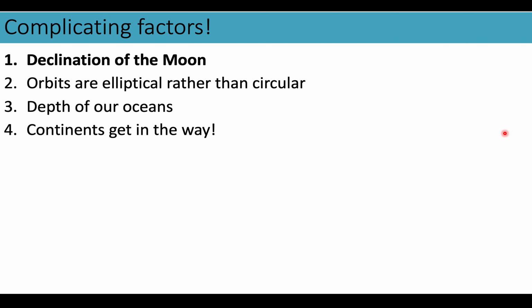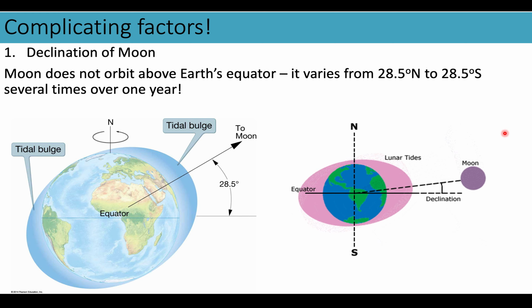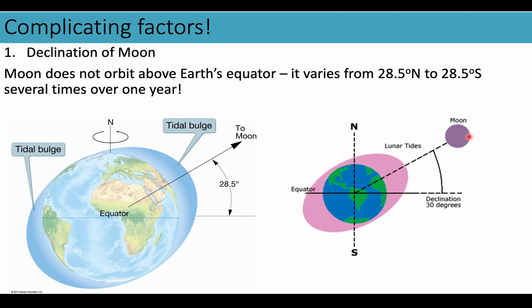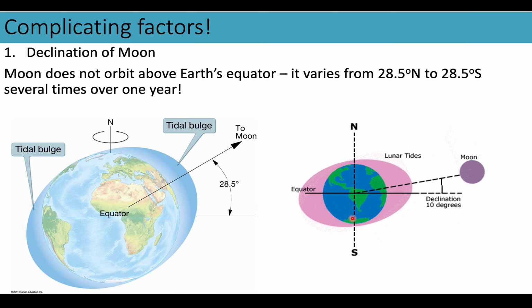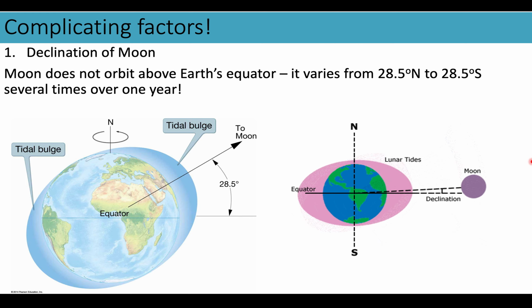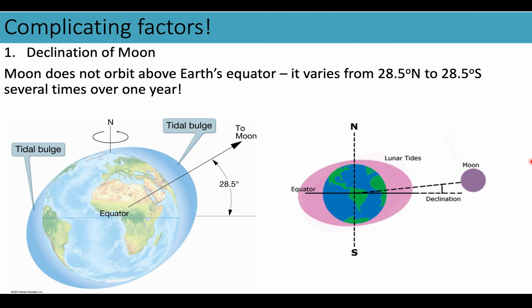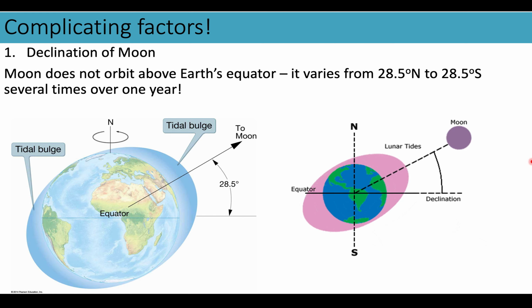So the first being declination of the moon. Declination of the moon is the fact that the moon does not orbit right above our equator. It actually varies. So as you can see in this GIF here on the right, the moon's location relative to our equator actually varies from about 29 degrees north to 29 degrees south, and it varies many times per year.